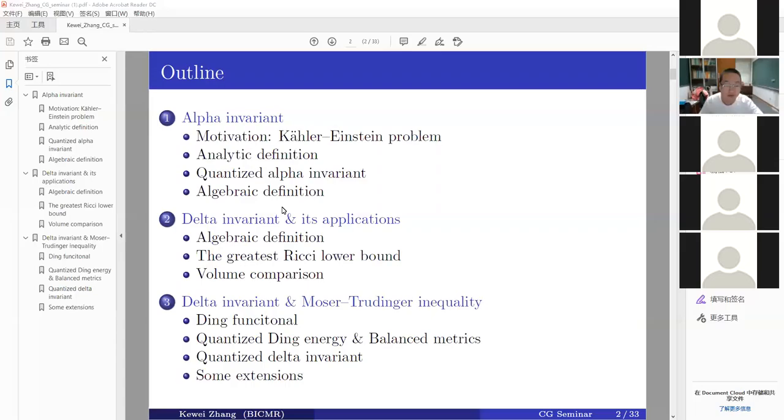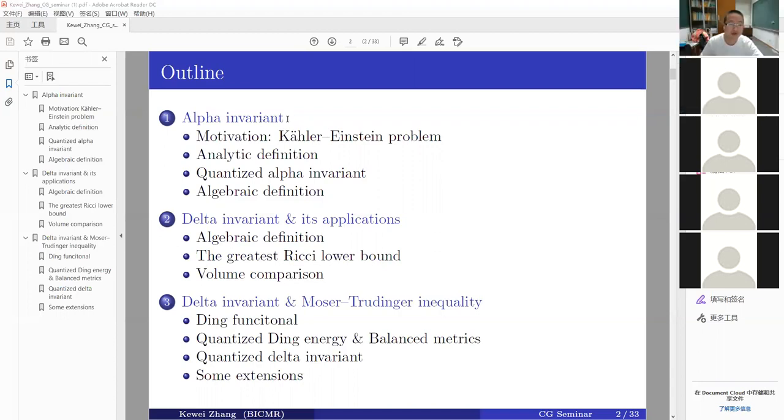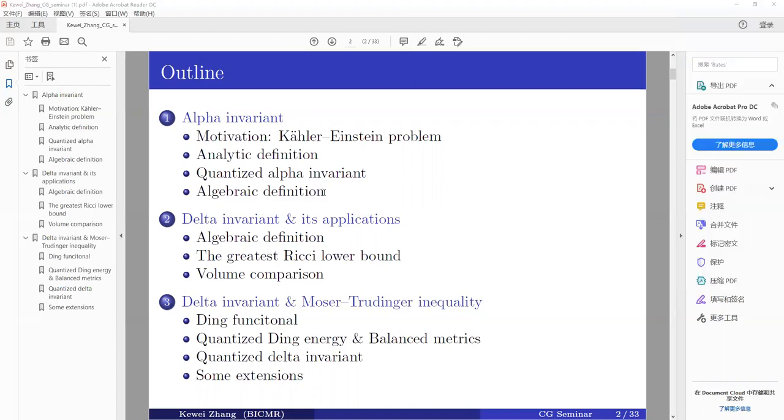follows. In the first part, I will recall some classical quantity, which is called the alpha invariant. I will start with Tian's analytic definition, and I will also focus on his quantized approach. And I will also give several algebraic definitions for this alpha invariant.